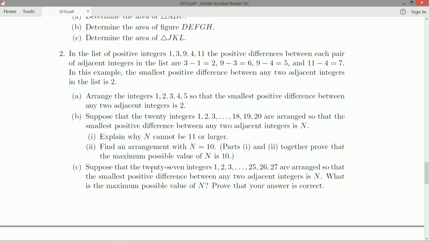Suppose that the 27 integers, 1, 2, 3, all the way up to 27, are arranged so that the smallest positive difference between any two adjacent integers is n. Same sort of setup. What is the maximum possible value of n? Prove your answer is correct. So to do C, we'd have to find the maximum possible value, say it's 10 again, show that it can't be 11 or higher, and find an arrangement with 10. So C is just doing the same thing as B, but with 27 instead of 20. And that's really it.